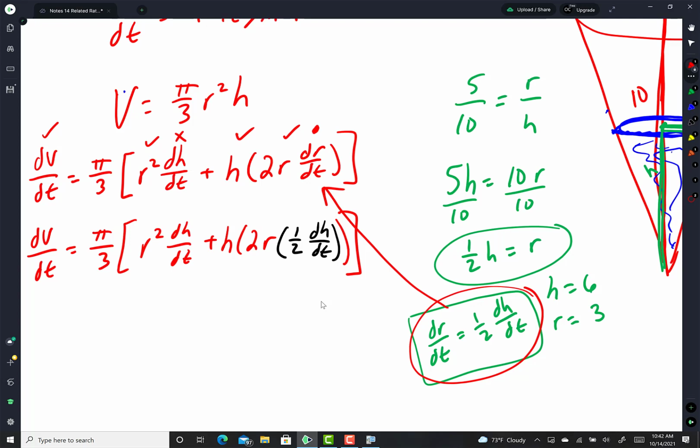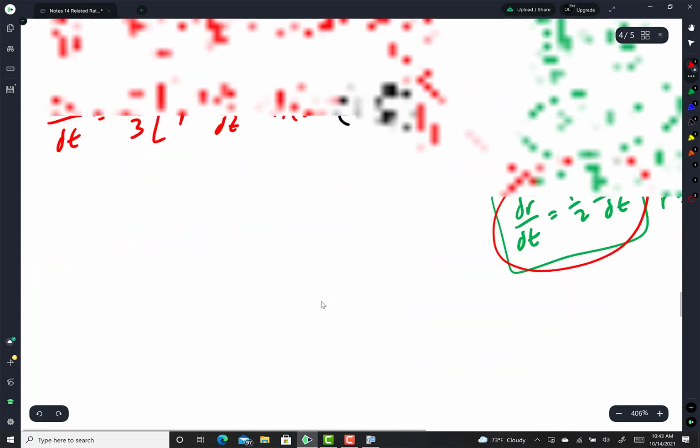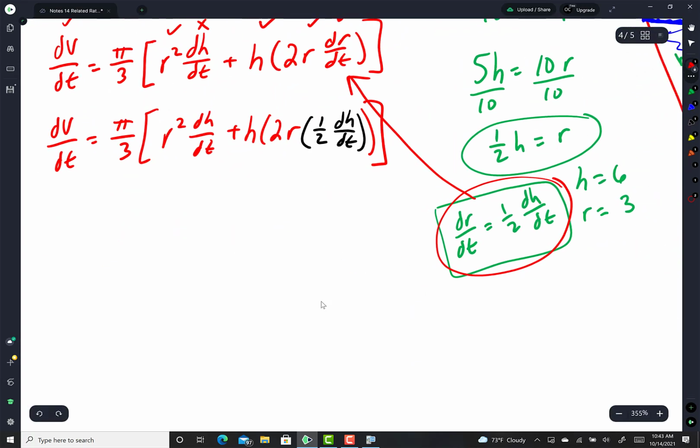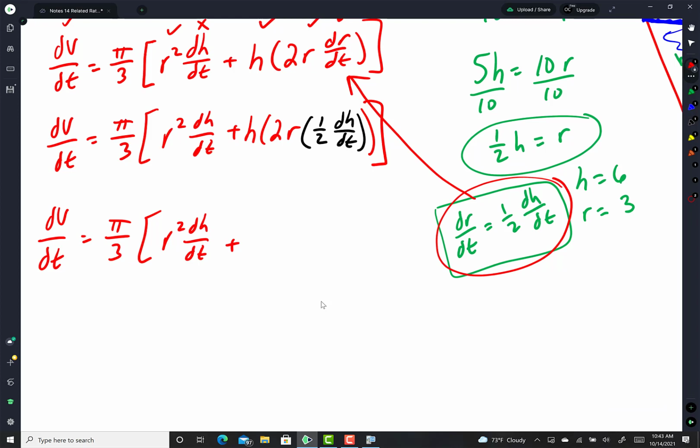This is going to test your algebra skills, guys. Now I'm going to make it prettier, and after I make it pretty, I'm going to replace what I know. So dV/dt equals pi over 3 on the outside, parenthesis, r squared dh/dt, plus that 2 and that half, they're going to cancel each other out. So I'm going to have hr, or maybe I should have written rh. It doesn't matter. I'm just trying to make it pretty. rh dh/dt, bracket. I'm ready now, guys. I'm going to plug in numbers.